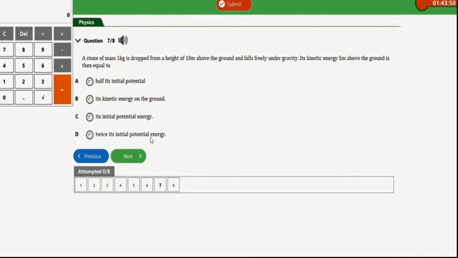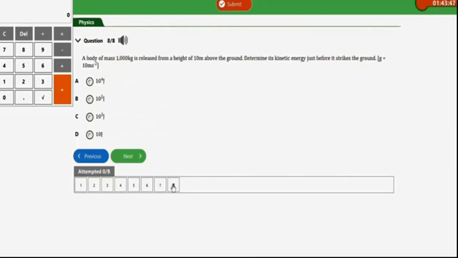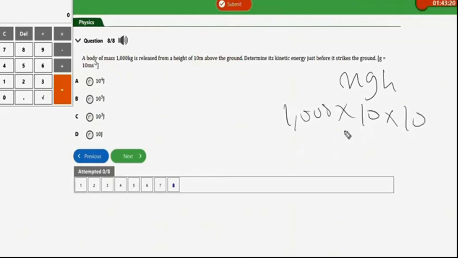Lastly, for a quality class, let's look at this. It says a body of mass 1000 kg is released from a height of 10 meters above the ground. Determine its kinetic energy just before it strikes the ground. So the kinetic energy just before it strikes the ground will be equal to the potential energy, mgh. So for the question, mass is 1000 kg, times acceleration due to gravity, which is 10, times our height, which is 10. So when you multiply everything together, you are going to have 100,000.